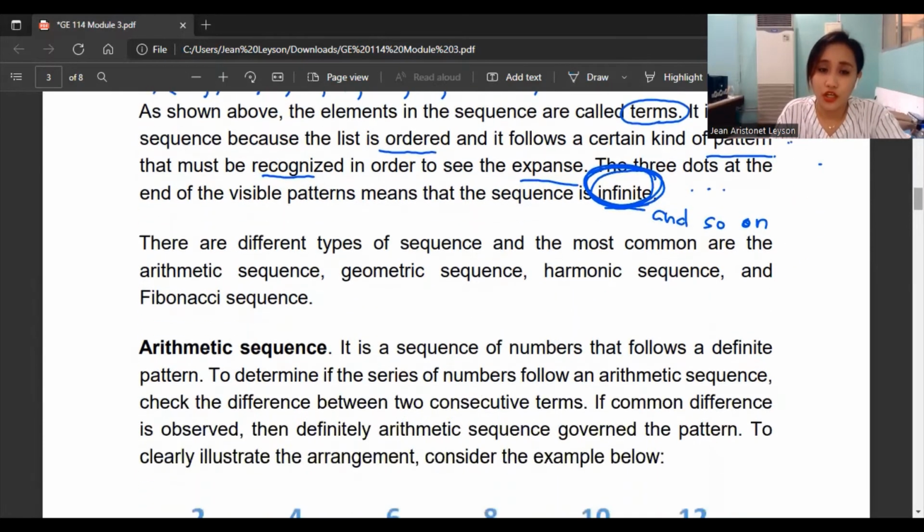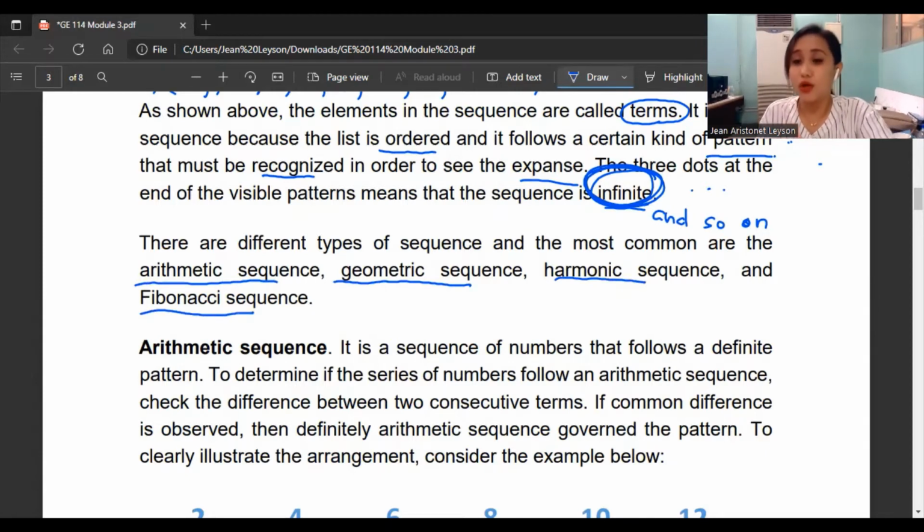There are different types of sequences, and the most common are the arithmetic sequence, the geometric sequence, the harmonic sequence, and the Fibonacci sequence. I think you are familiar with these terms because these concepts were discussed, if not during your senior high school years in grade 11 or 12, most probably when you were in grade 10.